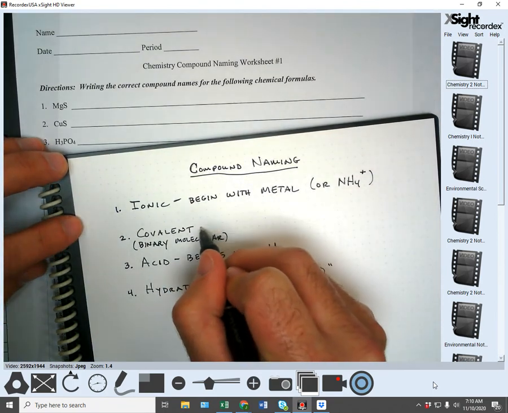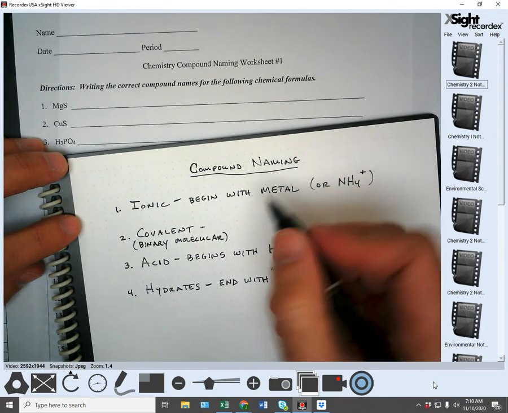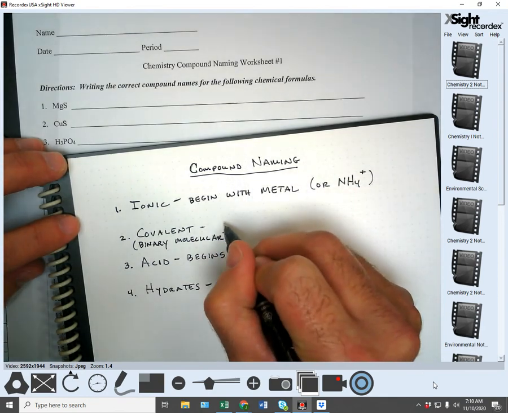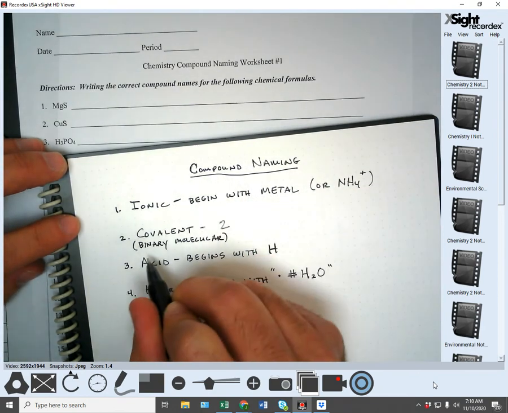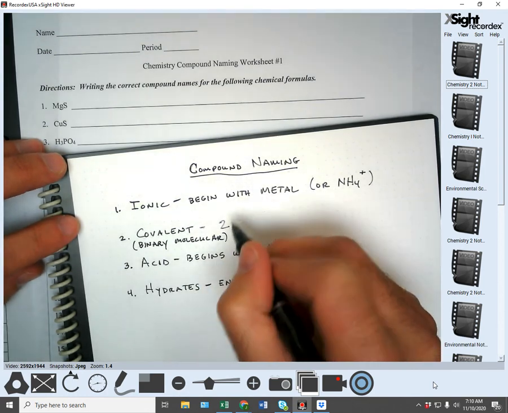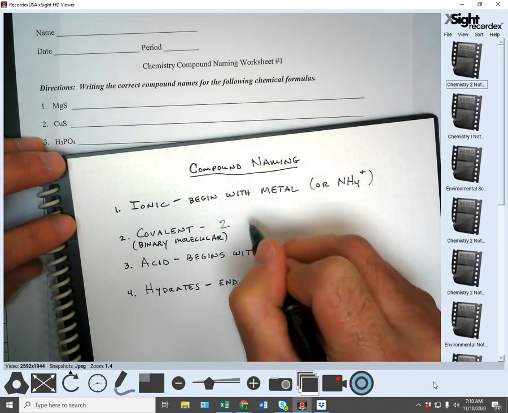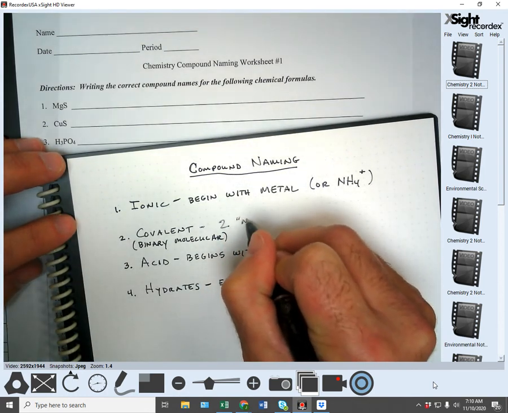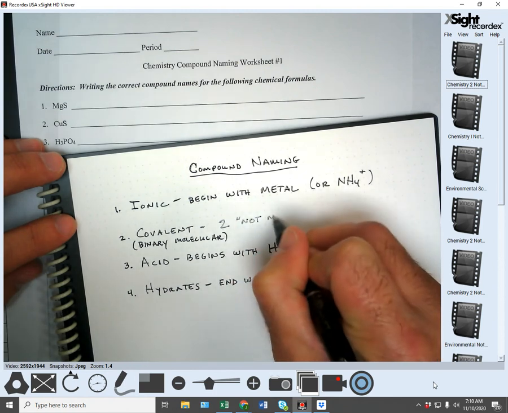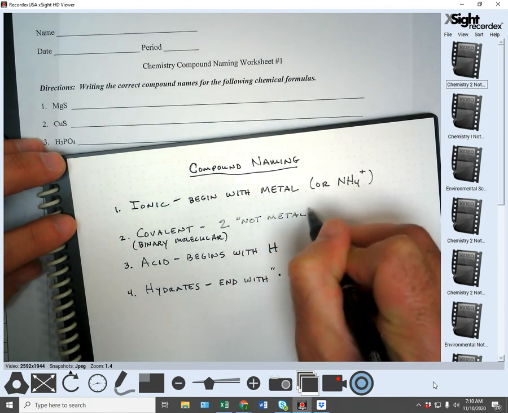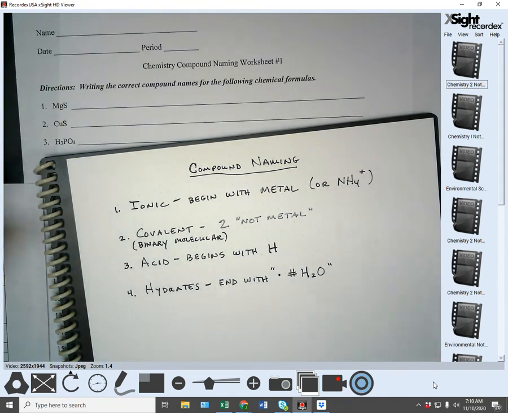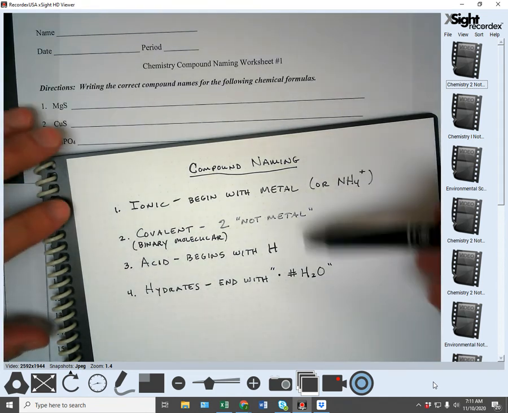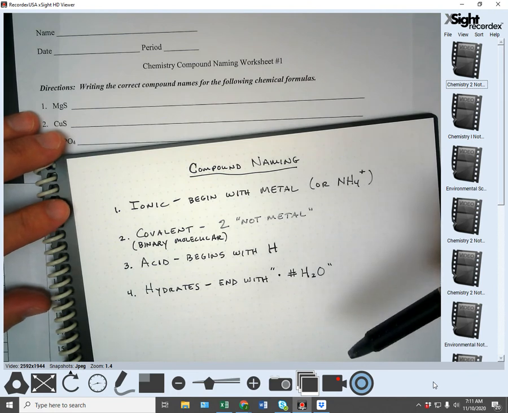So then covalent is essentially going to be everything else, which is going to be two. We're only doing the binary molecular, meaning there's only two elements, two things that are not metals, which means they could be semi-metals, they could be non-metals. Right? This is how you tell the difference between the four.